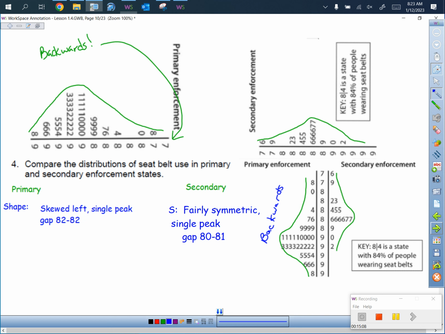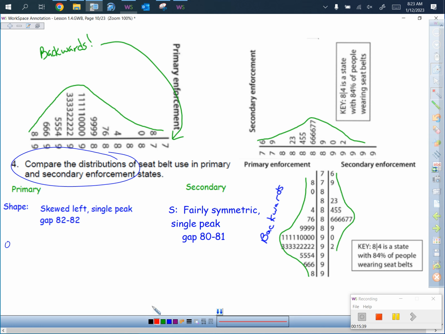Again, your homework program will have the drop-down menus like it normally does. We're just kind of writing it. So when they say compare the distributions, that's that whole SOCV thing from last time, where the S part of SOCV was describe the shape. The next thing is your outliers. So let's do some outliers.